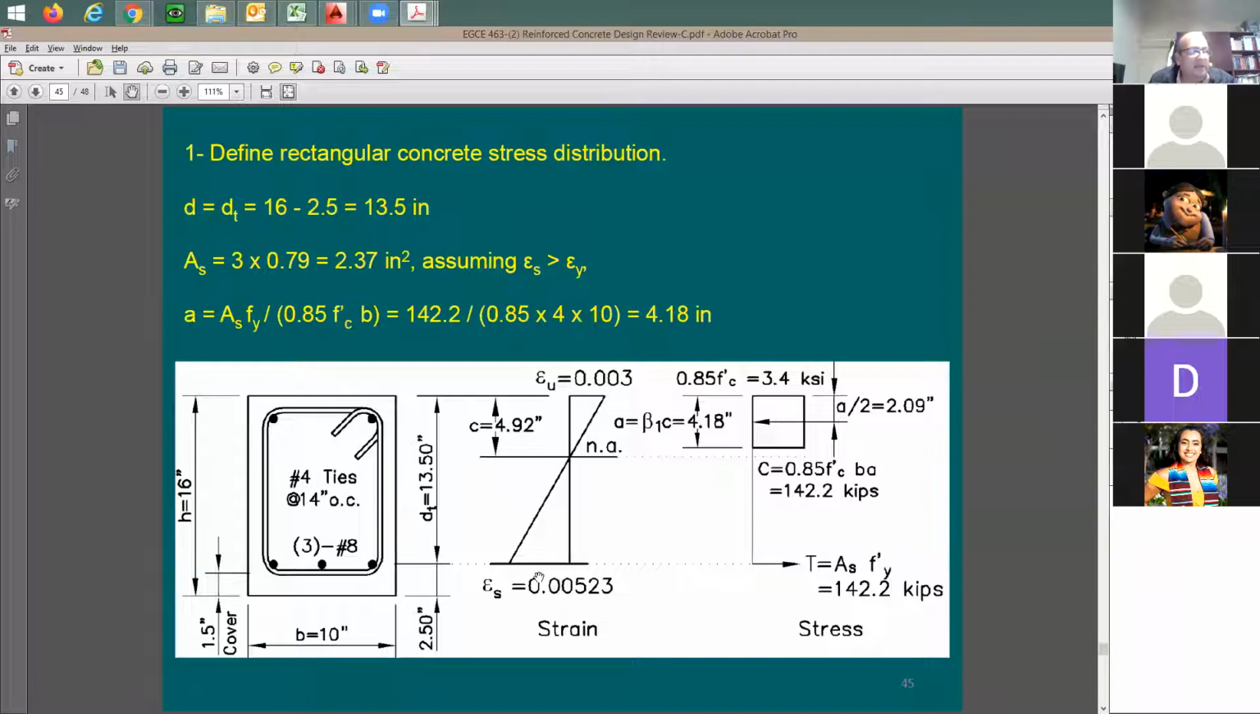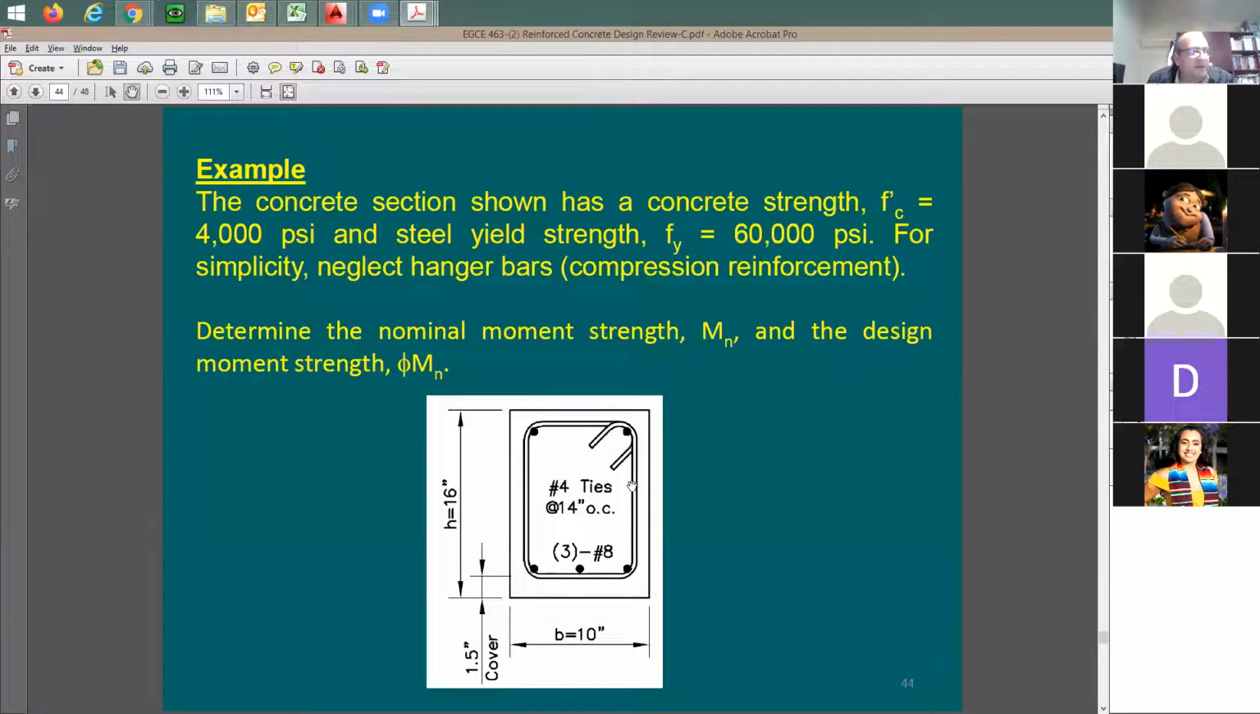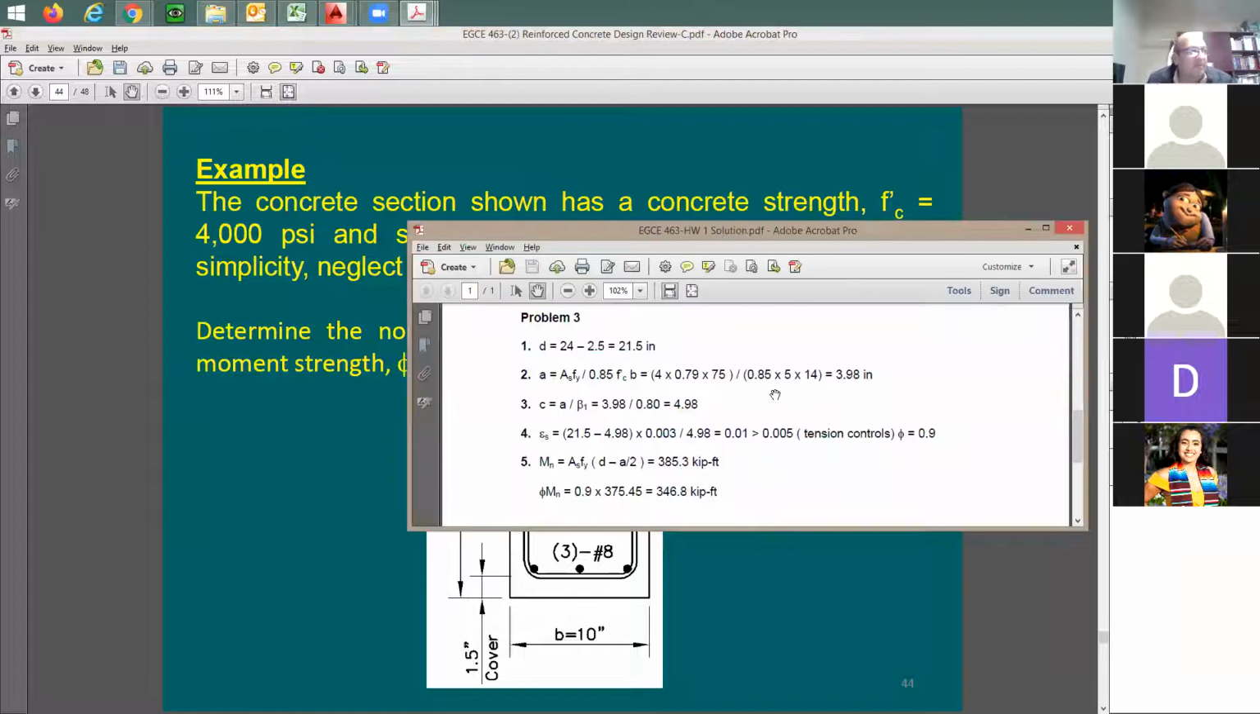Right? Exactly the same. The difference is the yield strength is 75 KSI. How about the yield strength here? 60, right? And this problem is going to be 75. That's it. Everything else is going to be exactly the same. Look at this. AS times FY, 4. Number 8, 75 KSI.